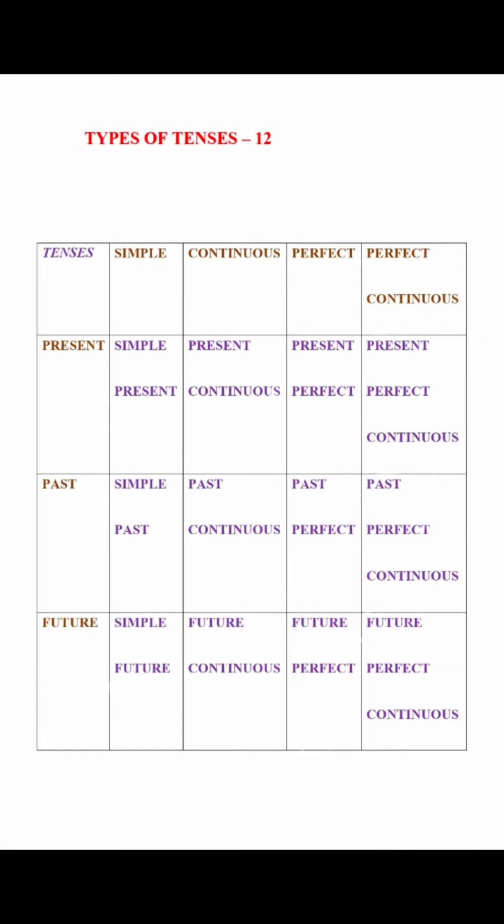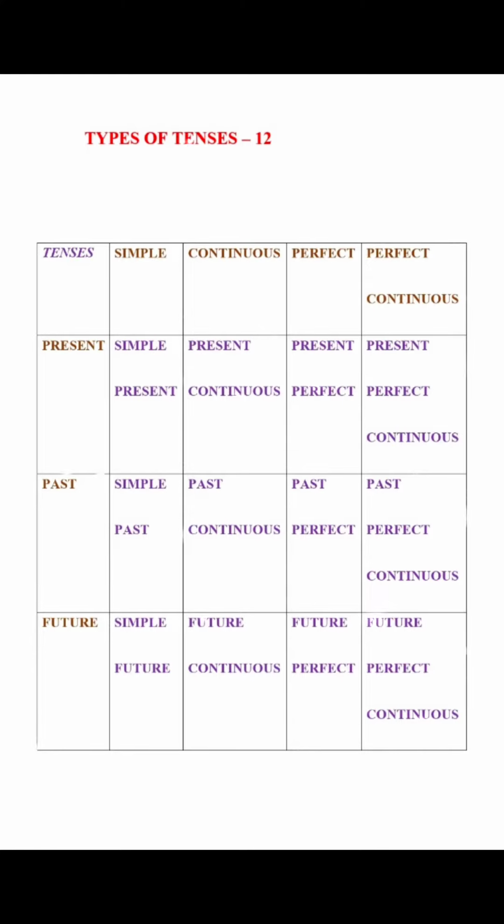Next, the 12 types of tenses. Simple present tense, present continuous tense, present perfect tense, present perfect continuous tense. Simple past tense, past continuous tense, past perfect tense, past perfect continuous tense. Simple future tense, future continuous tense, future perfect tense, future perfect continuous tense. These are the 12 types of tenses.